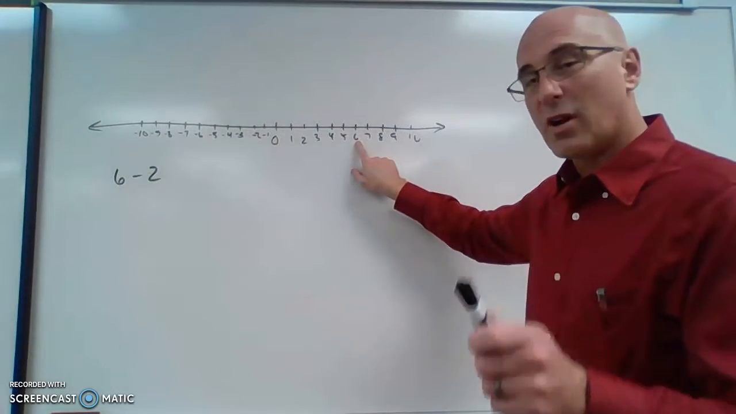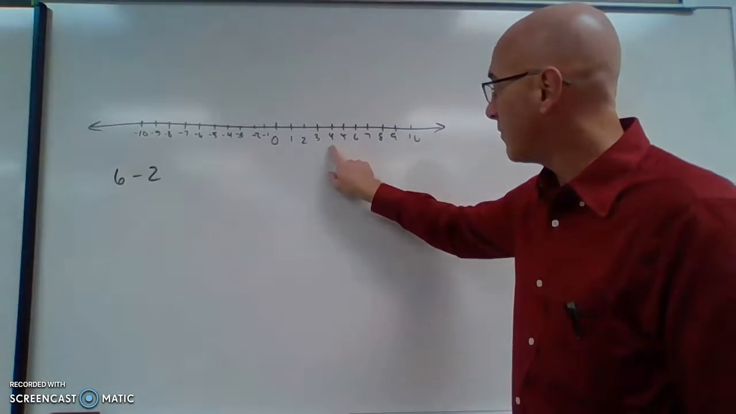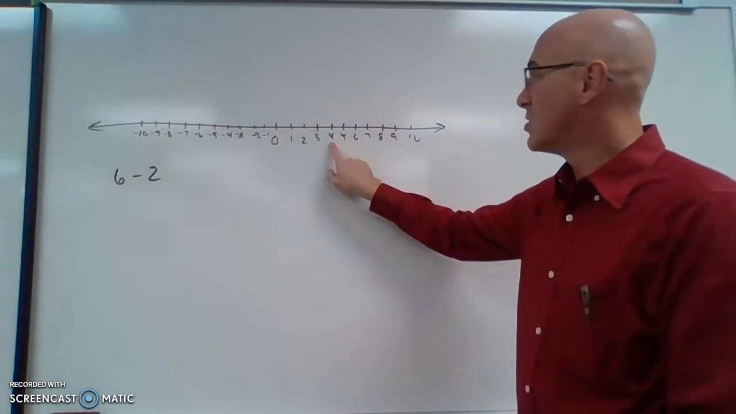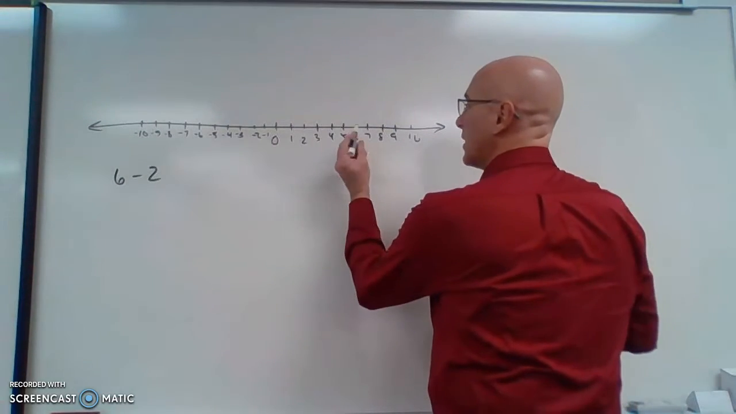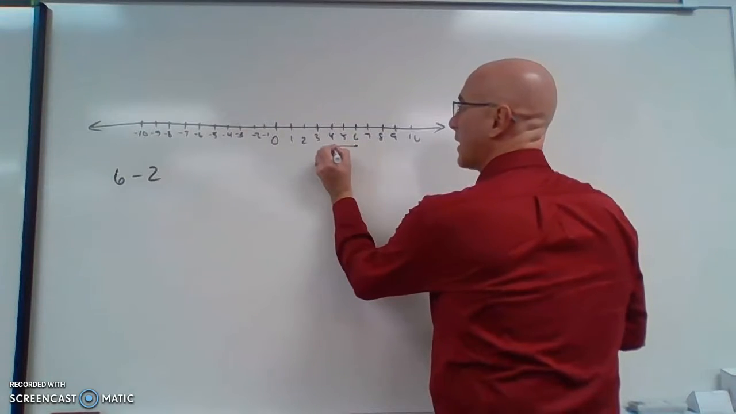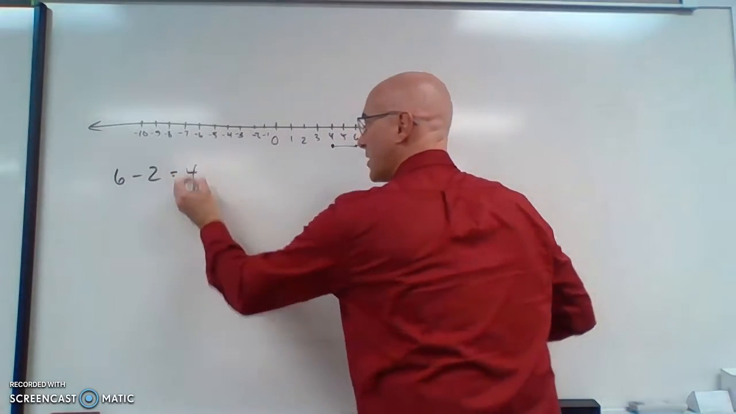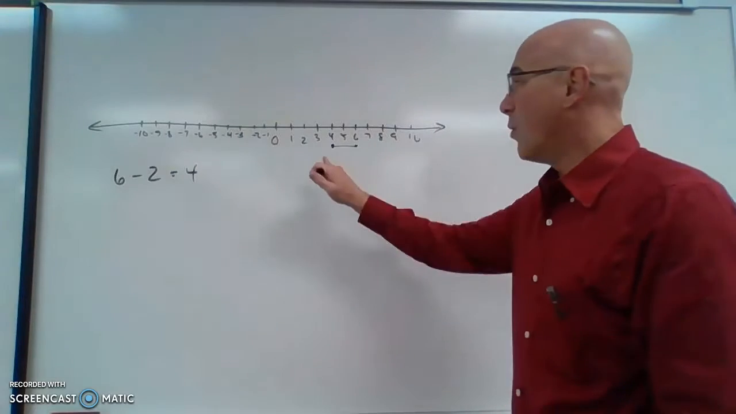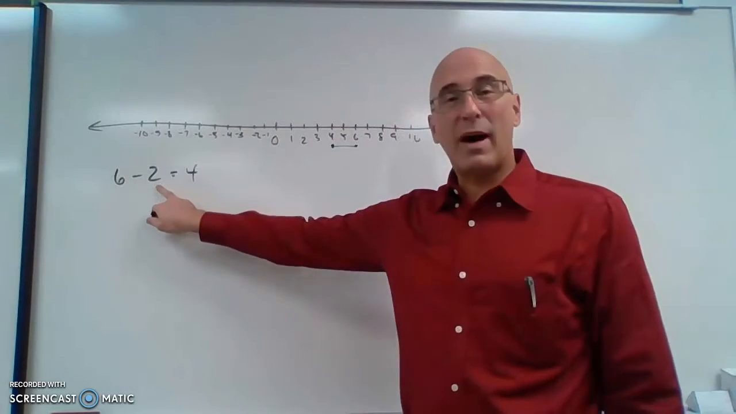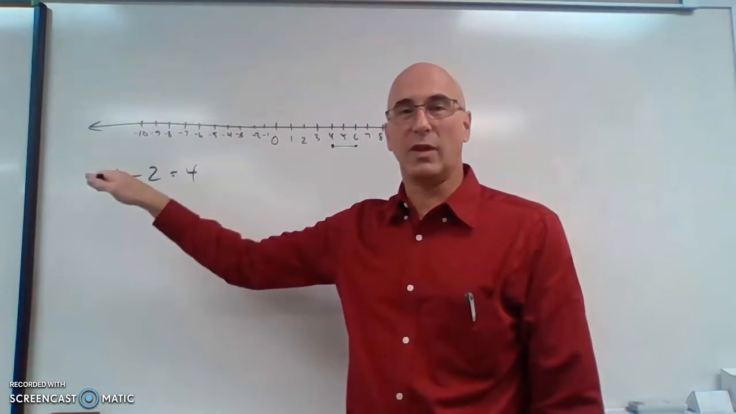And we've known this for a long time. We just move to the left 2 digits. So we move from here back 2 units, and we get 4. 6 minus 2 is 4. When we subtract a positive number, we move left.